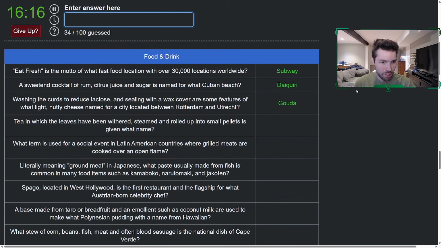Tea in which the leaves have been withered, steamed, and rolled up into small pellets is given what name? I don't know. Dry, like dehydrated, maybe? Okay, I don't know.